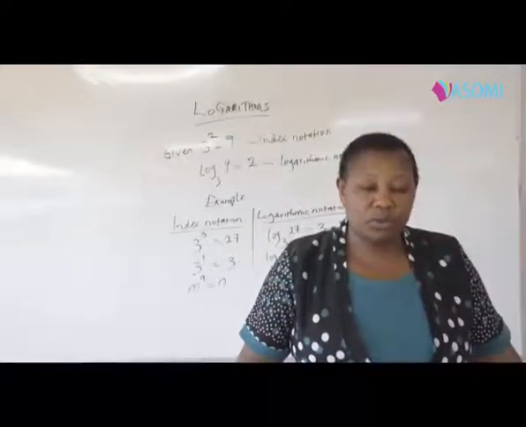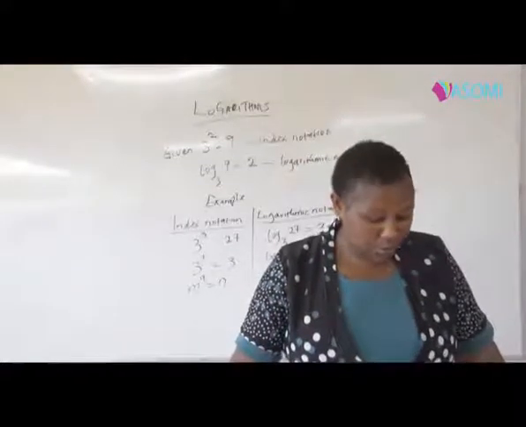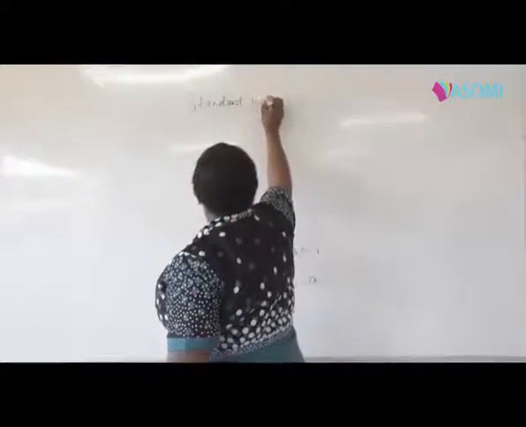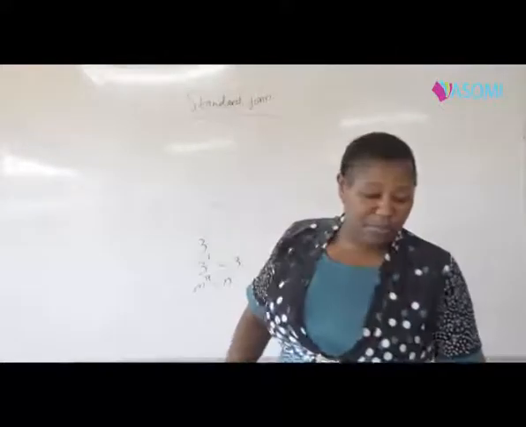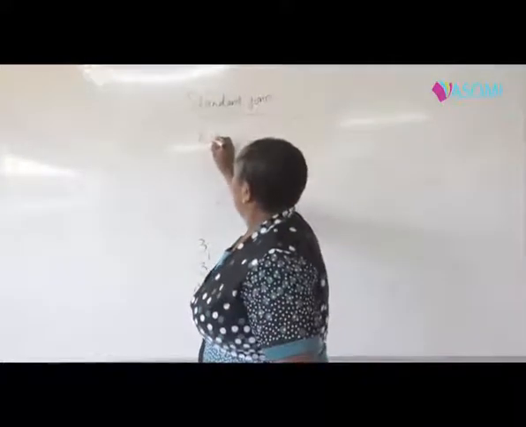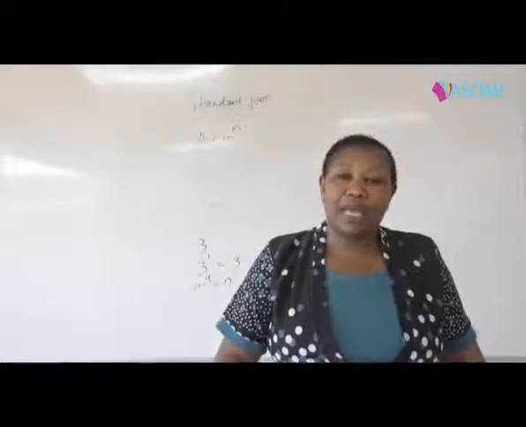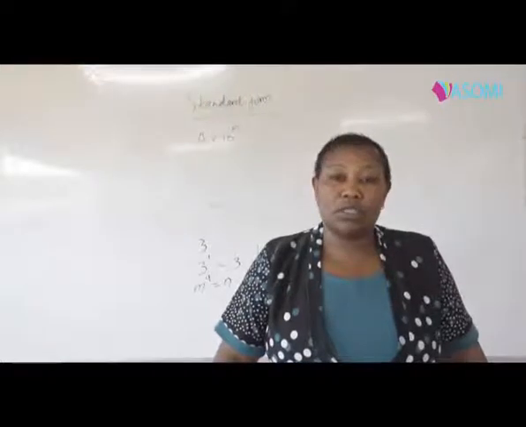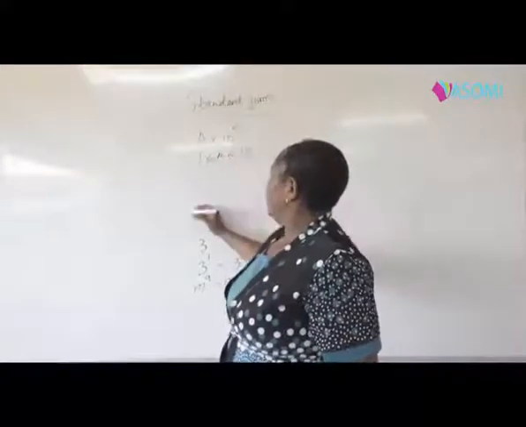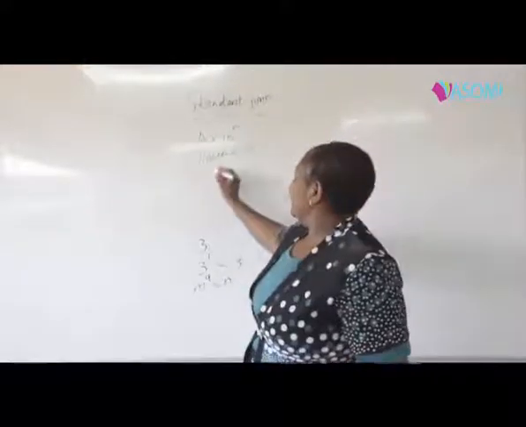So next, we are going to look at the standard form. We must be able to express numbers in standard form to be able to read common logarithms from the tables. To be able to write a number in standard form, we write the number in the form a times 10 to power n, where a must be a number between 1 and 10, 10 not included. That is 1 must be less or equal to a less than 10. So 10 not included, we can go up to 9.999. And n is an integer.